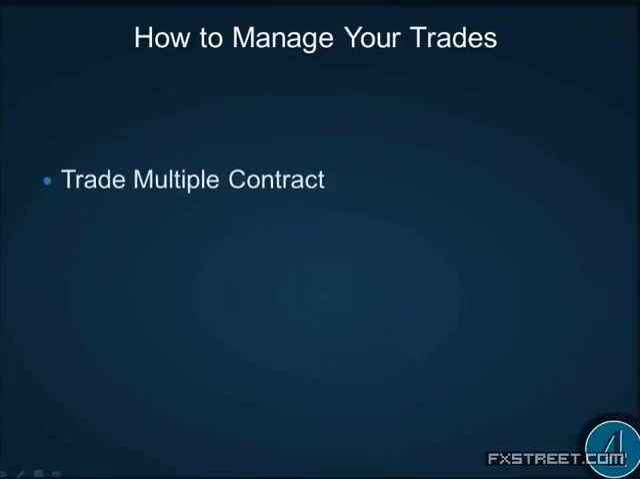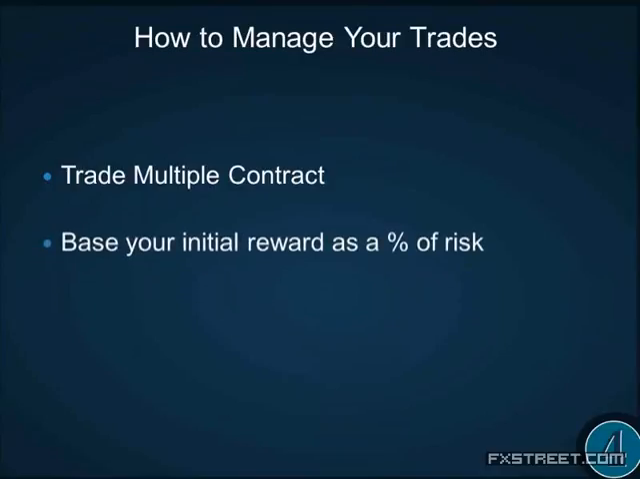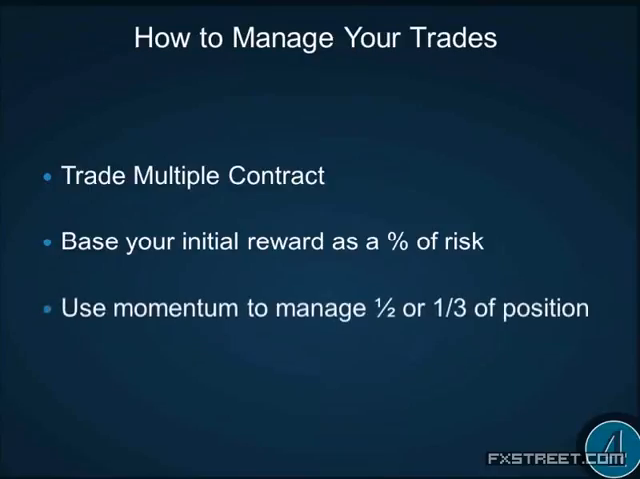Number 1, you have to trade multiple contracts, okay? You have to trade multiple contracts. Number 2, you need to base your initial reward as a percentage of your risk. In other words, wherever your stop goes, that variable of where that stop is giving you your first exit, your initial profit target. Then you're going to use momentum to manage that second half or that second third of the position. Okay? Use momentum to your advantage.